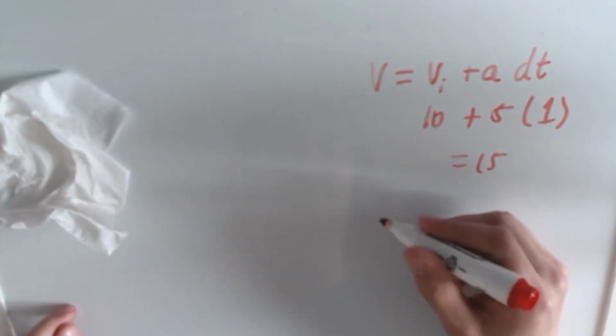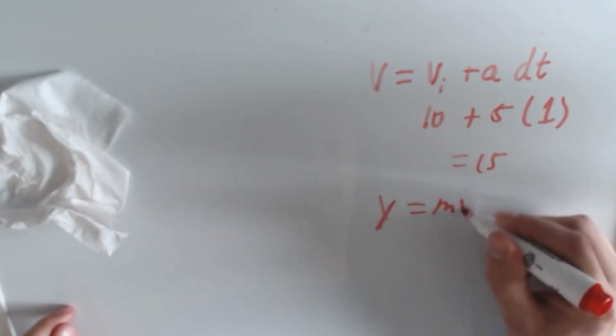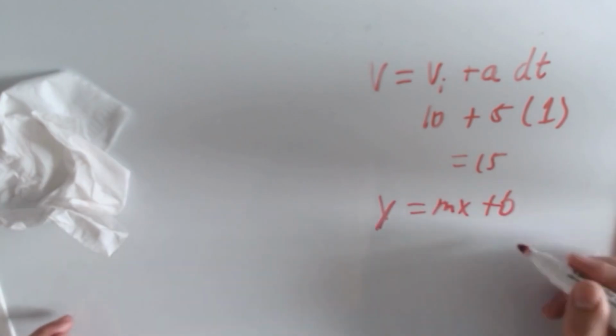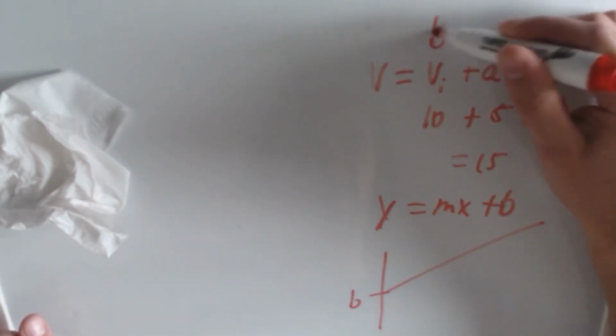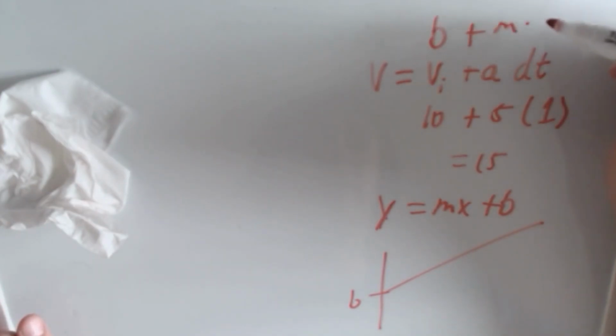Now if you've ever taken algebra 1, you learn this equation y equals mx plus b. This is the same equation of an integral, but just in really simple terms. You start at b, this is the same thing as saying b plus m, and then this is times our x right here.